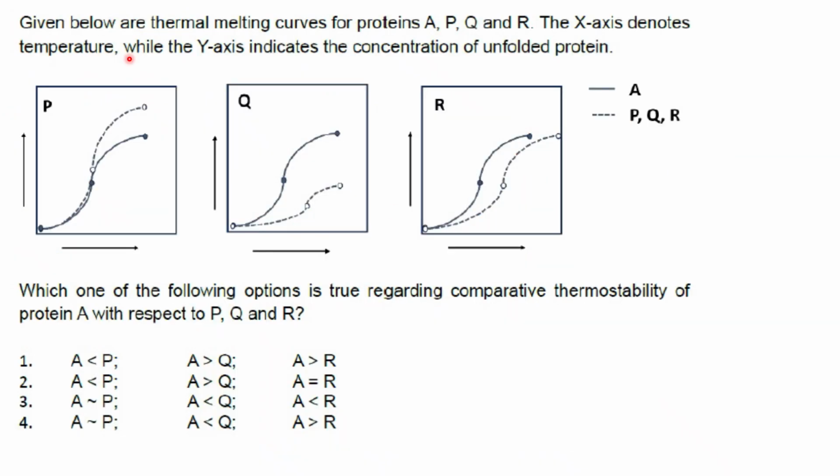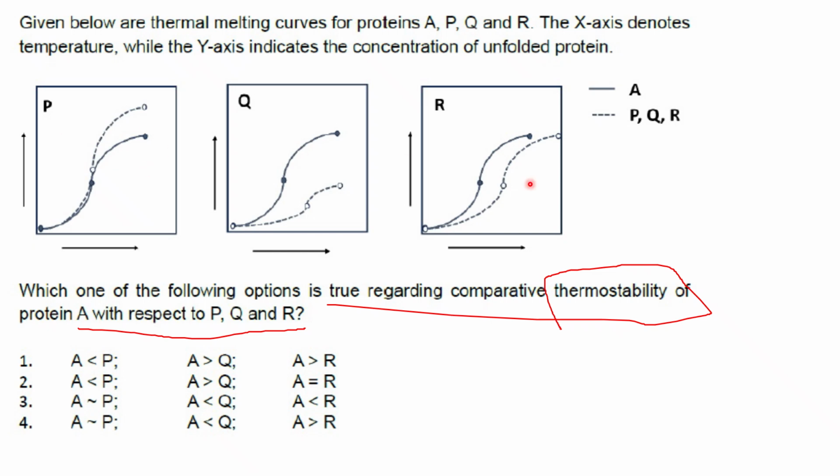Then the next one. Given below are the thermal melting curves for proteins A, P, Q and R. The x-axis denotes the temperature, and the y-axis denotes the concentration of unfolded proteins. Now you have to see the statement which is true regarding the thermostability of protein A with respect to P, Q and R.